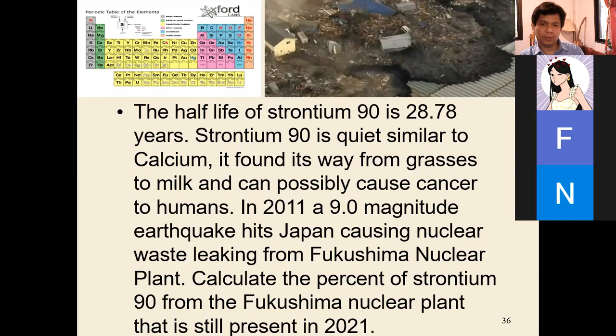So the half-life of strontium-90 is 28.78 years. So hindi naman siya ganun ka-stable. Mabilis lang siyang mawala. Strontium-90 is quite similar to calcium. It found its way from grasses to milk and can possibly cause cancer to humans. Nagkakaroon kasi siya ng cancer. So in 2011, a 9.0 magnitude earthquake hits Japan, causing nuclear waste leaking from Fukushima nuclear plant. So calculate the percent of strontium-90 from the Fukushima nuclear plant that is still present in 2021.